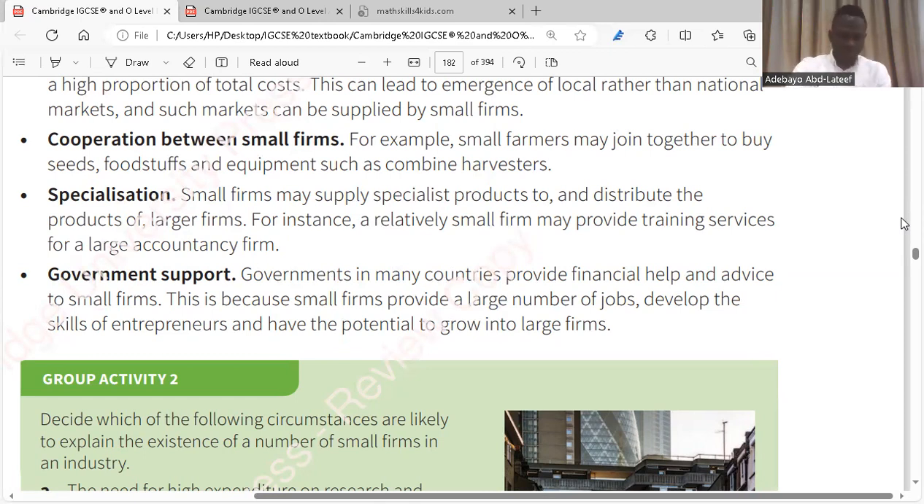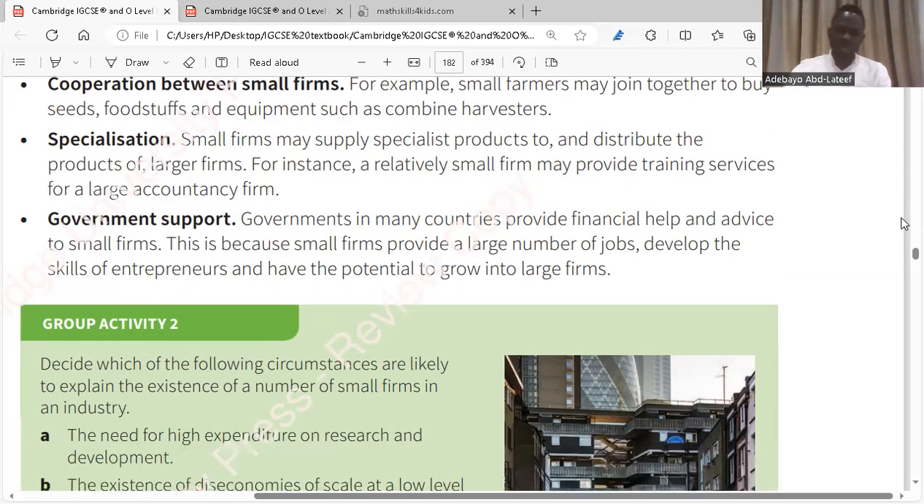Government support. Governments in many countries provide financial help and advice to small firms. This is because small firms provide a large number of jobs, develop the skills of entrepreneurs, and have the potential to grow into large firms. So with government support, a lot of small firms will be able to set up because they know that when they set up, government will be there to help them.